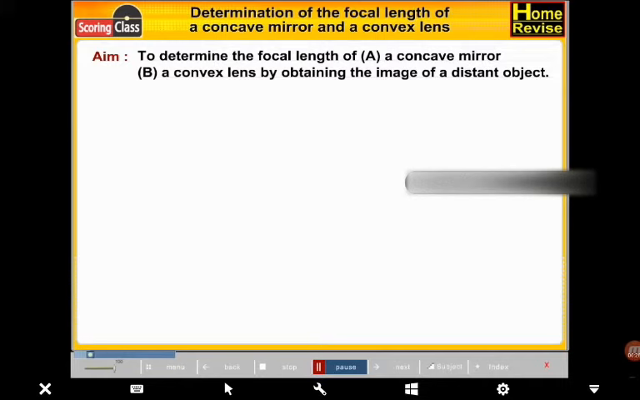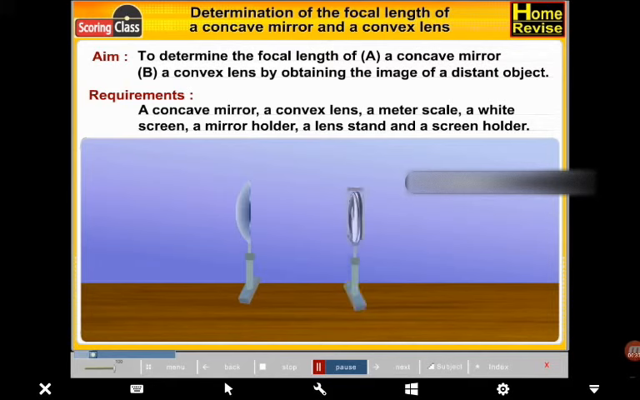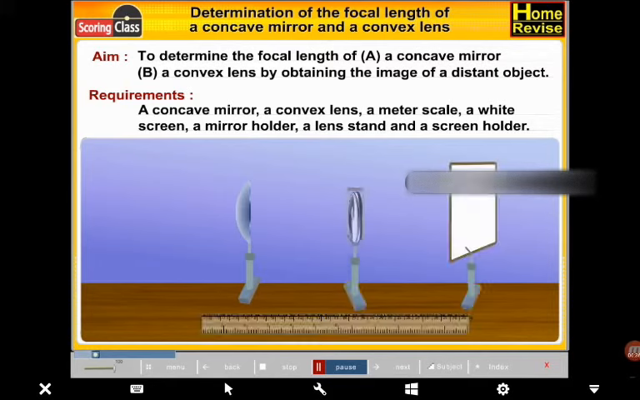Requirements: a concave mirror, a convex lens, a meter scale, a white screen, a mirror holder, a lens stand, and a screen holder.